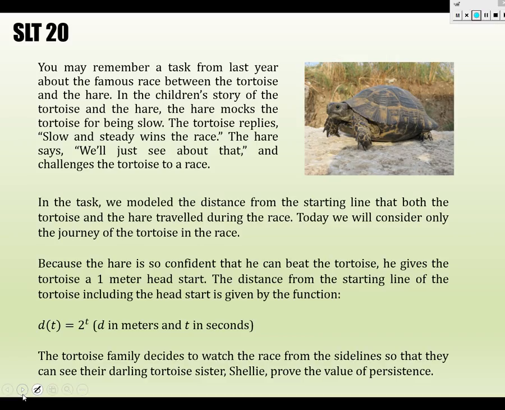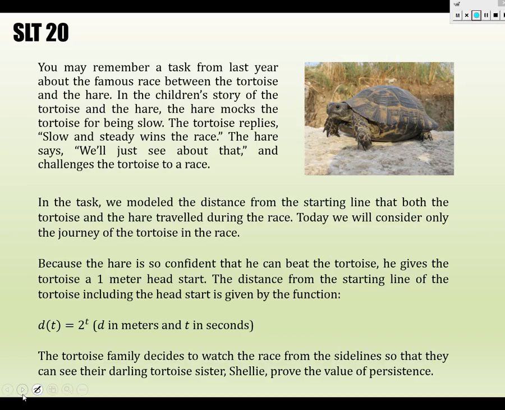Or she. Yeah. Is Shelly a girl turtle? Okay, Shelly the turtle. Shelly was the sister. Well, no, Shelly's the sister, and she's the one racing. They're watching their sister race. Shelly is her, I think. Am I reading that right? Wait, I thought the tortoise was like the sister of the race. And they can see their darling tortoise sister, Shelly, through the value of persistence.